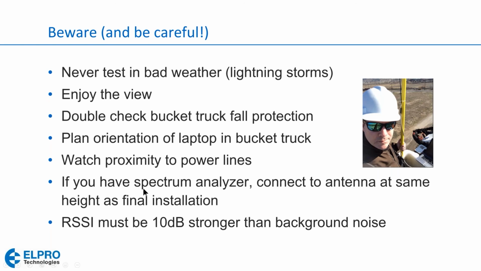If you have a spectrum analyzer, connect it to the antenna at the same height as the final installation so that you can see what sort of interference your antenna can hear at the height that it's mounted. For example, if we're able to see interference at a level of -90, the RSSI has to be 10 dB stronger than that background noise. So the RSSI would have to be -80 at that site to be functional. And as long as it is, we are good to go.